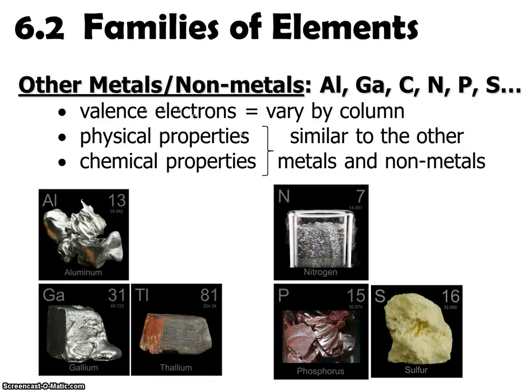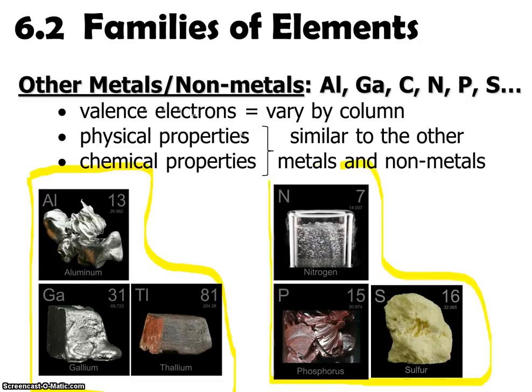So for example, the aluminum, gallium, thallium, as you can see, they are similar to the other metals in that they're shiny, they're lustrous, they're not particularly good conductors of electricity, these 3 examples, but you can see by looking at them that they are definitely metallic. These 3 nonmetals, phosphorus, sulfur, and nitrogen, follow in general the nonmetals.